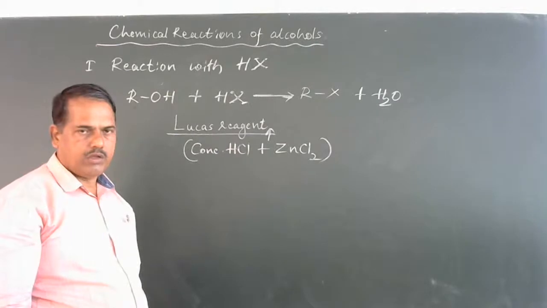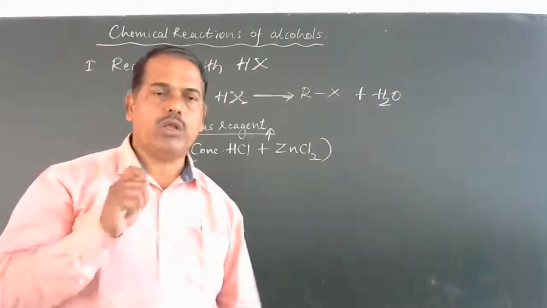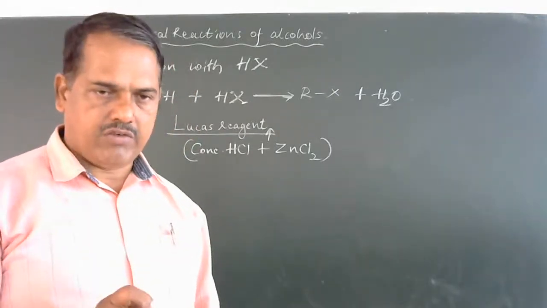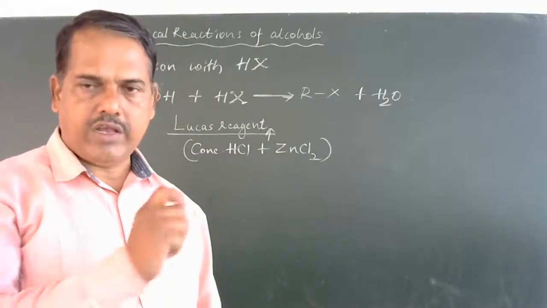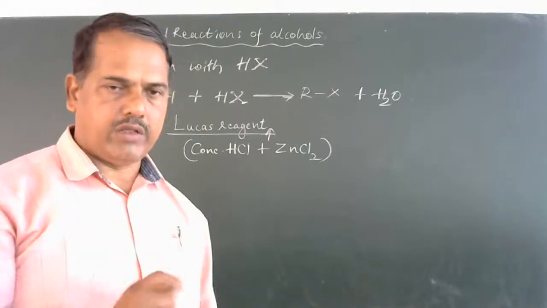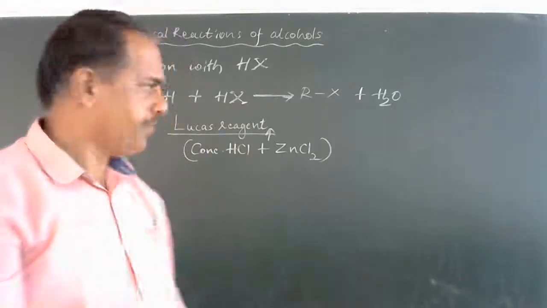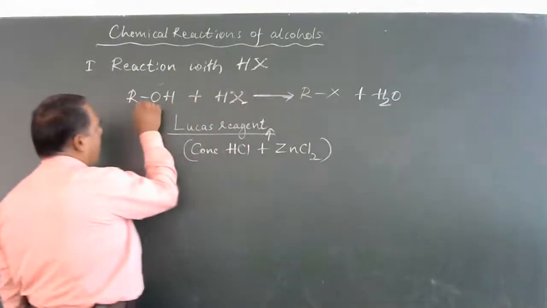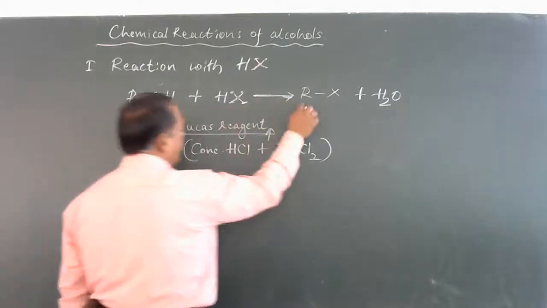Are you clear? Always we will ask one more question. What is Lucas reagent? Lucas reagent is a mixture of concentrated HCl and anhydrous zinc chloride. That mixture is called Lucas reagent. See, when this Lucas reagent is used here, the R to O bond, that is the carbon to O bond, breaks, and we will get RX.